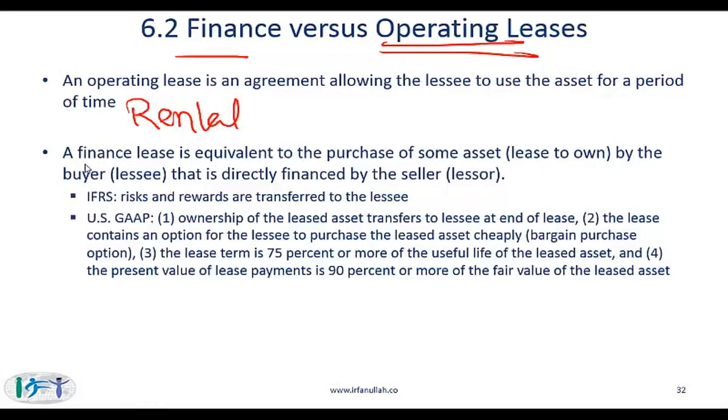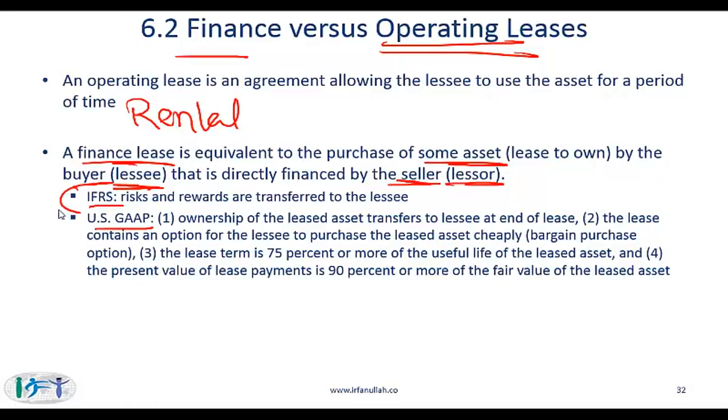On the other hand, a finance lease is effectively equivalent to the purchase of some asset by the buyer, who's the lessee, that is directly financed by the seller or the lessor. Now, in the two major accounting standards, IFRS and US GAAP, how do we figure out whether a lease should be classified as operating or finance?